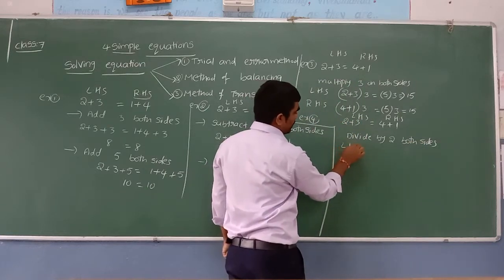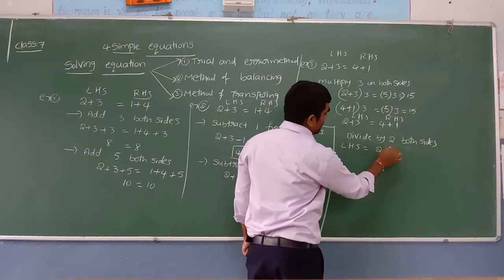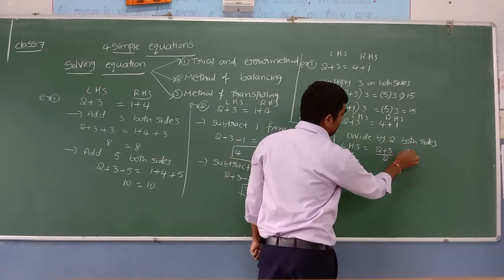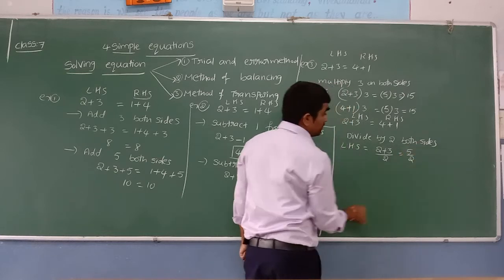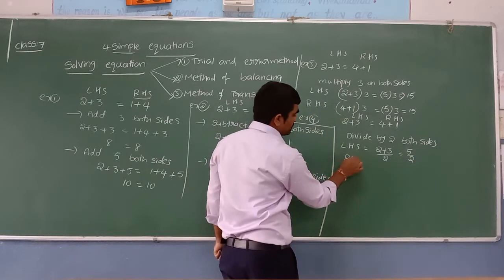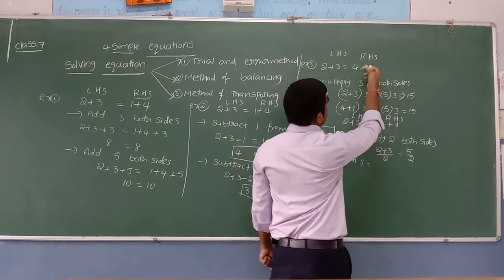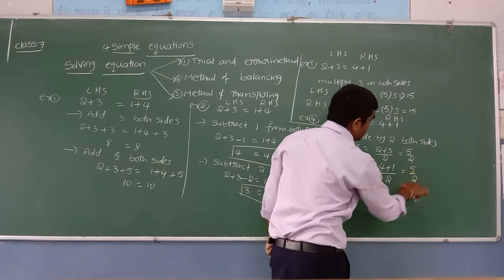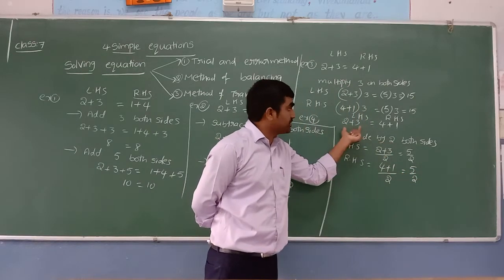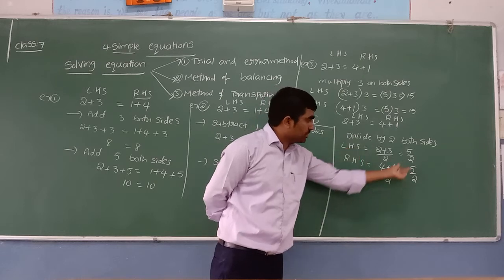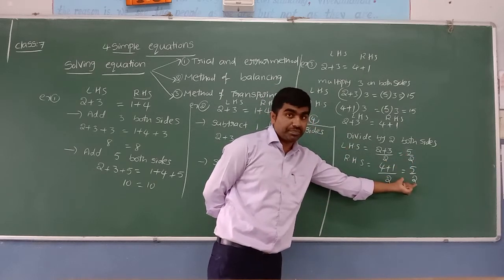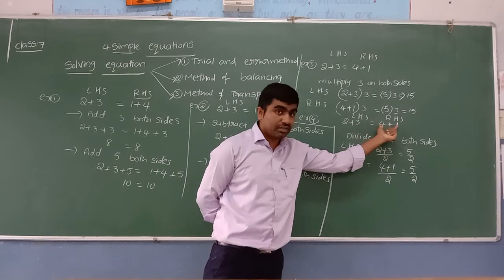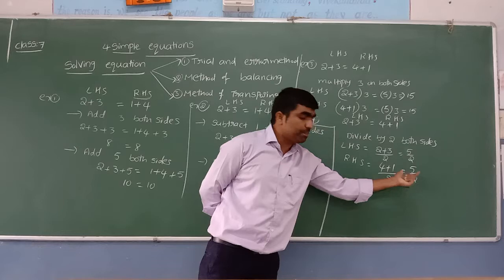Let me take LHS now. LHS is 2 plus 3. This complete LHS I want to divide by 2. 2 plus 3 is equal to 5 by 2 in simplest form. Now we will go with RHS. What is RHS? 4 plus 1. RHS also divide by 2. 4 plus 1, 5. 5 by 2. By dividing by 2 on both LHS and RHS, I got LHS 5 by 2, RHS 5 by 2. By dividing the same number on both LHS and RHS, we observed the results are also equal.